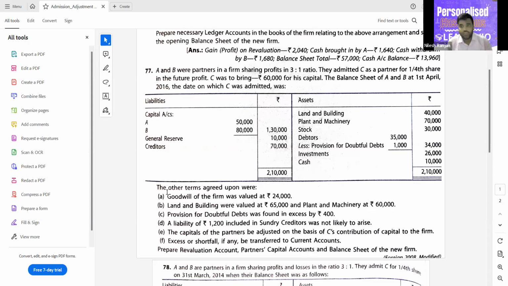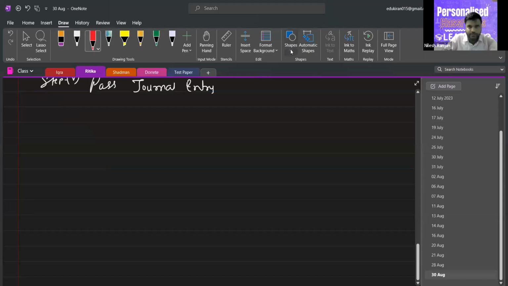So the question is not saying that if there is any surplus or deficit, we will withdraw it or bring cash. It is saying that we will transfer the amount to current account. So let us solve this question. There are many calculations we have to do here, but first we will prepare the format of the revaluation account.